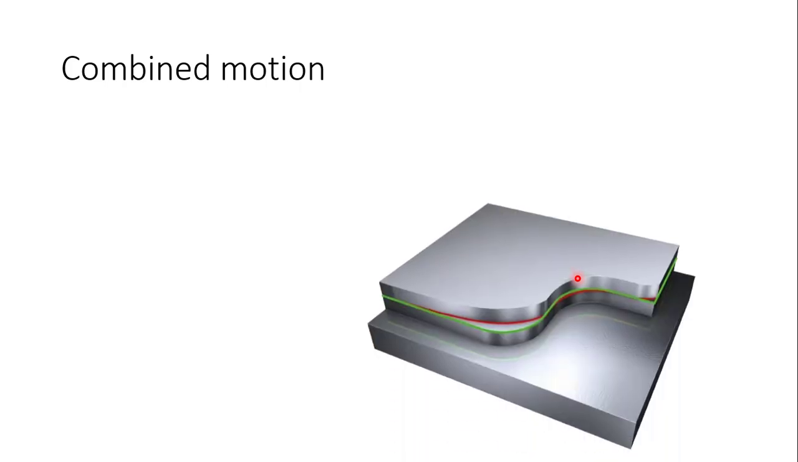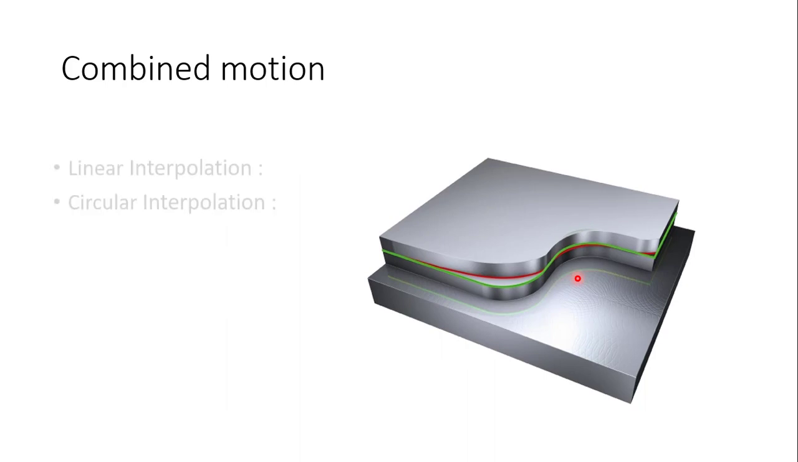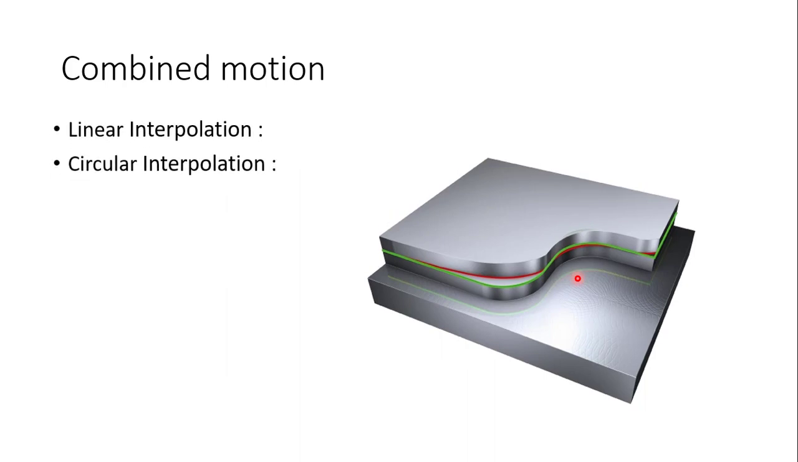Then the last one is combined motion. The fourth type is your combined motion. So what comes in the combined motion? When your linear interpolation and circular interpolation both are combined in a single system, that becomes your combined system. Most of the CNC, I wouldn't say most, but all of the CNC machines use this combined motion. Linear as well as circular interpolation is provided.